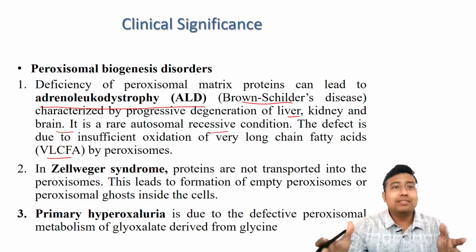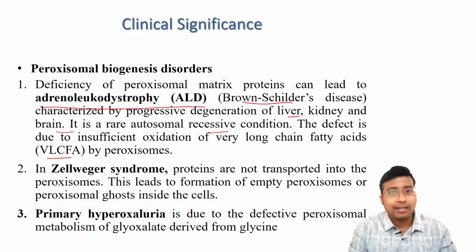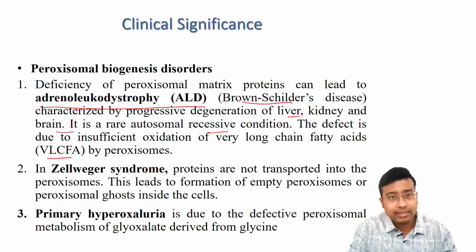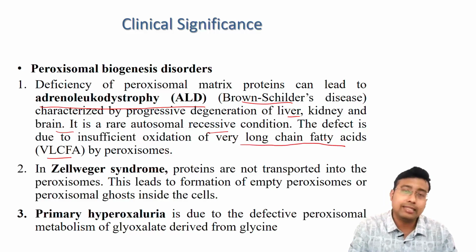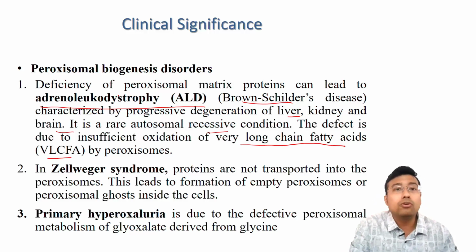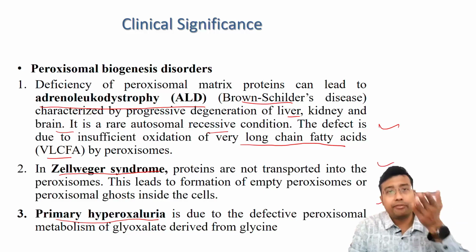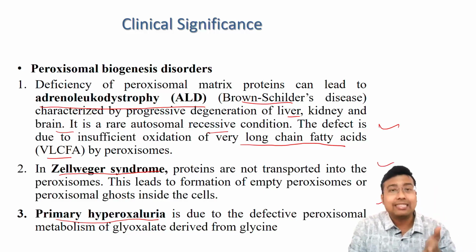Your goal shouldn't be just to pass your next prof exam, right? We need much more extracurricular activities as well. Anyway, this defect is due to insufficient oxidation of very long chain fatty acids. We'll be dealing with them in fatty acid metabolism as well, but for now you should know certain peroxisomal disorders. Number 1 is adrenoleukodystrophy, number 2 Zellweger syndrome, and number 3 primary hyperoxaluria. Just know these names. Alright, the mechanisms, of course, are written here. If you are interested, you can read them.